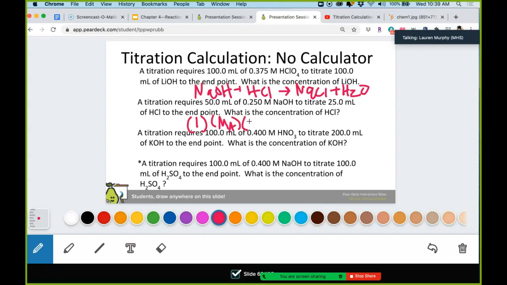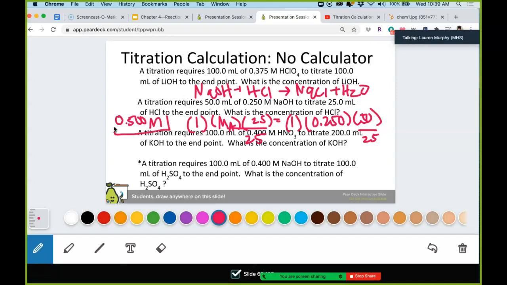Volume of the acid is 25. Moles of acid is 1. Molarity of the base is 0.25. Volume of the base is 50. So you divide both sides by 25. 50 divided by 25 is 2. 2 times 0.25 is 0.5.